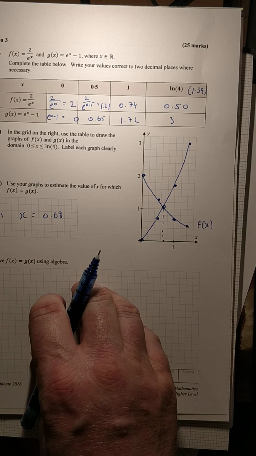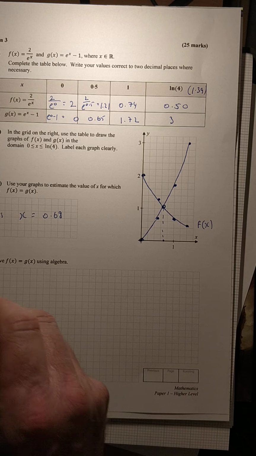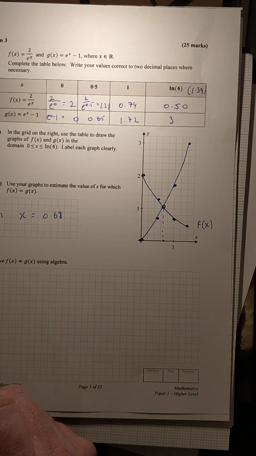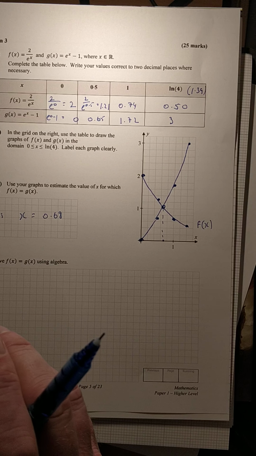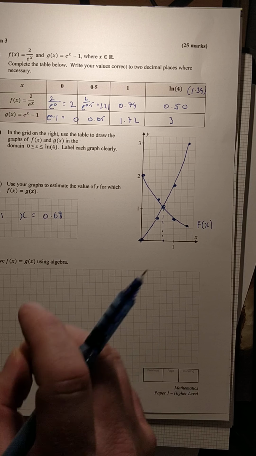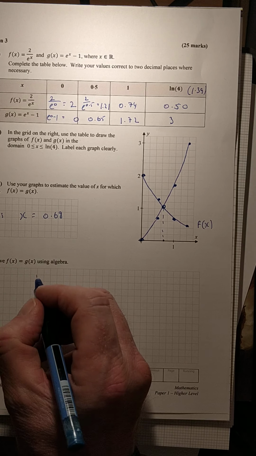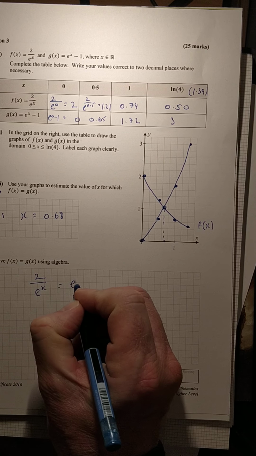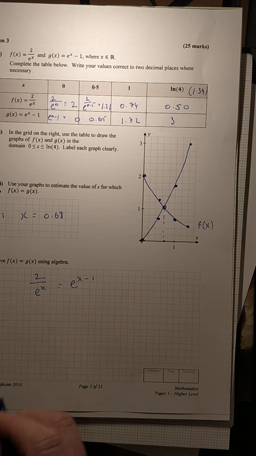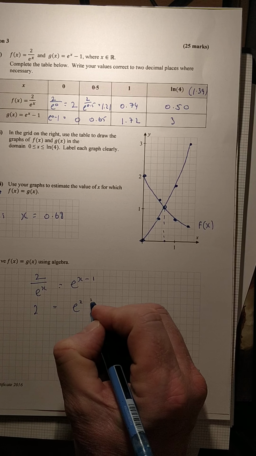Okay, and that's the functions part done. This is algebra, so I'm just going to start it. We're not going to finish it, so we're going to do it when we're doing algebra. You'll find a clip in the algebra, when we're doing quadratics, interesting quadratics at the end. But we'll start it. F of x, so 2 over e to the power of x is equal to e to the power of x minus 1. You'd tidy it up.